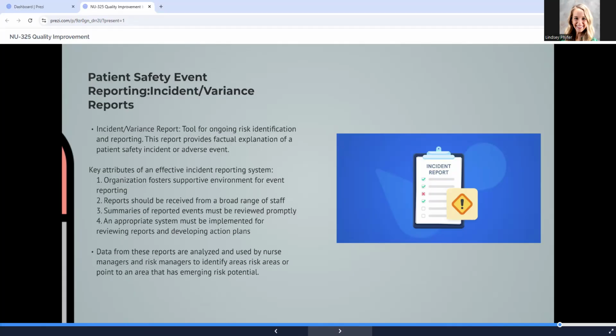And lastly, there needs to be an appropriate system implemented for reviewing these reports and developing action plans. So not only do the reports need to be reviewed promptly, but they need to have the appropriate people in place to review them and help develop those action plans to hopefully prevent that from happening again. And data from these reports are analyzed and used by nurse managers and risk managers within a healthcare facility to identify areas that have a high risk potential or point to an area that has emerging risk potential.